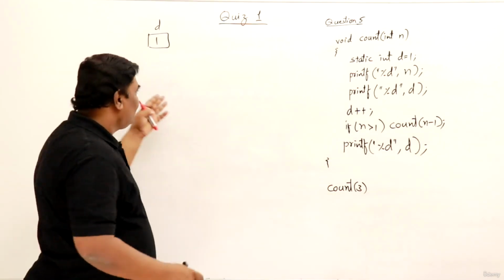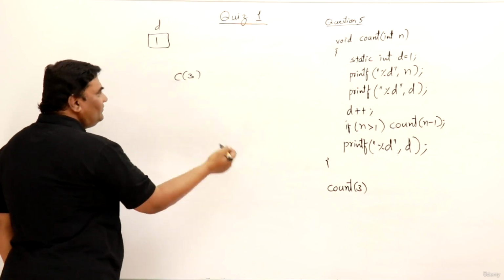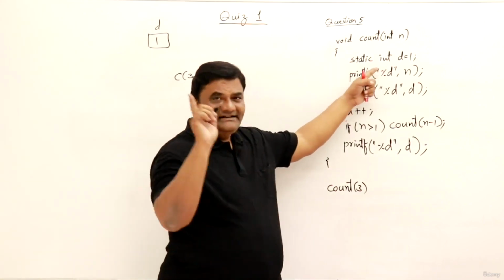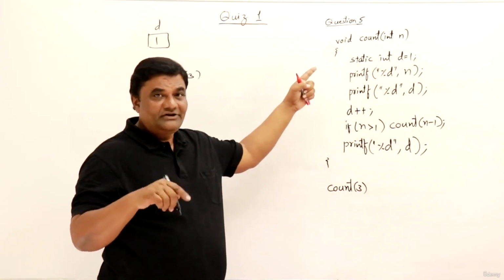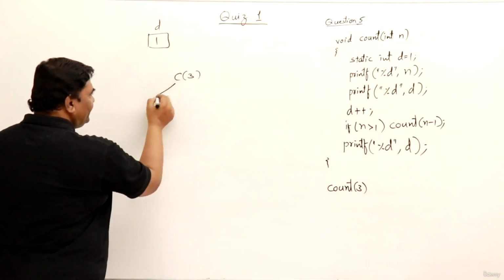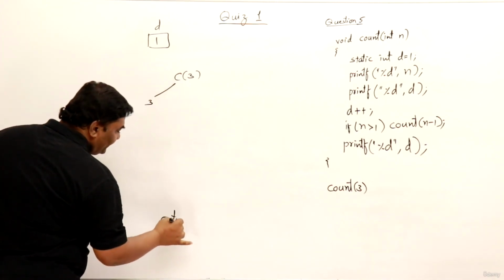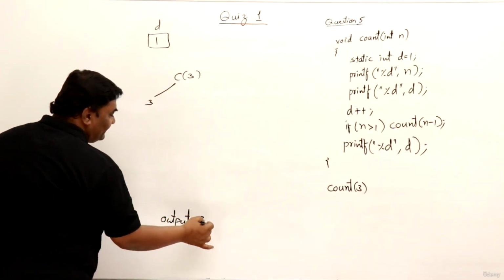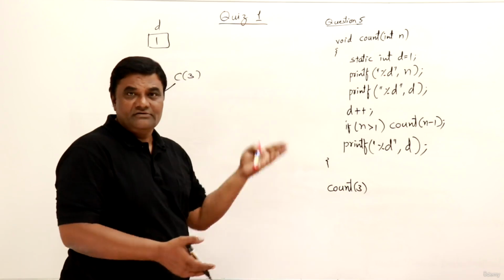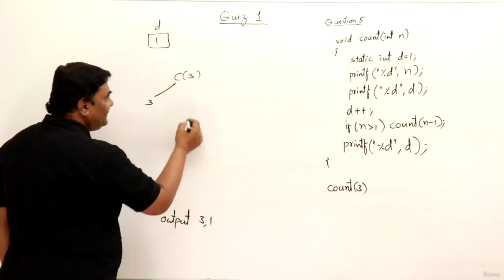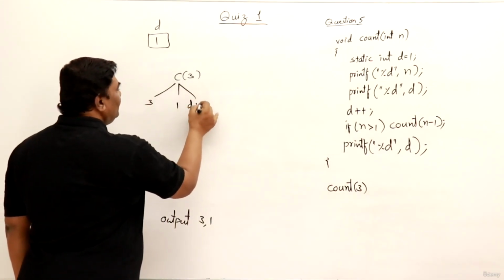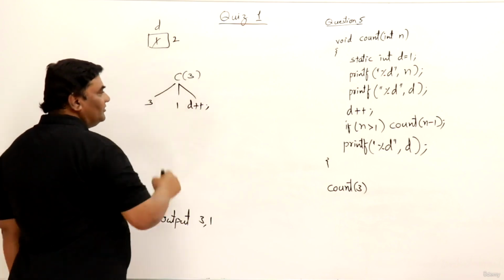Let us make the first call. C of 3. Instead of count, I am saying just C. Static d is 1. This is the initialization, so we don't have to repeat it every time. Print n. What is n? 3. So print 3. Here I will write the output. First time 3 is printed. Then print d. d value is 1. So 1 is printed. Then d plus plus. d becomes 2.